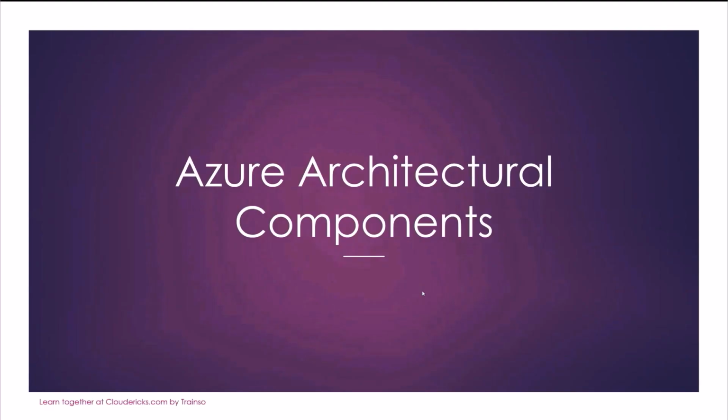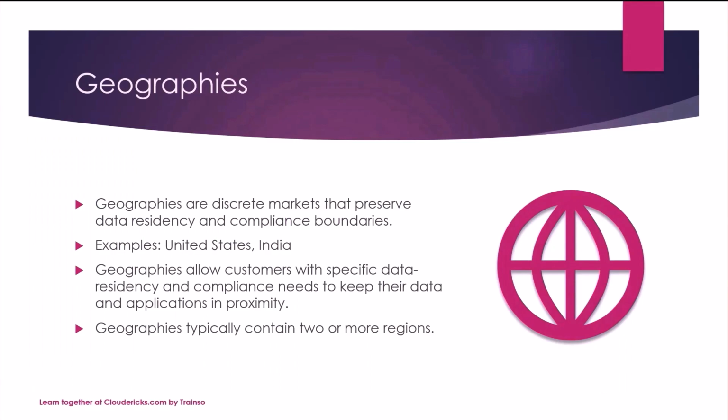Azure architectural components. In the session Cloud Computing 101, we had briefly learned about data centers and how they are related to cloud, right? Today, we will extend that knowledge and see how Azure manages its data centers using the architectural components such as geographies, regions, availability zones, availability sets, etc. Let us start with geographies. Geographies are discrete markets that preserve data residency and compliance boundaries. Examples include United States, India, etc.